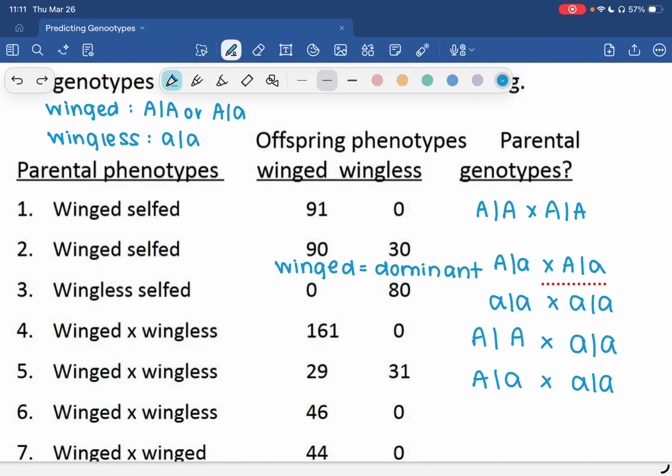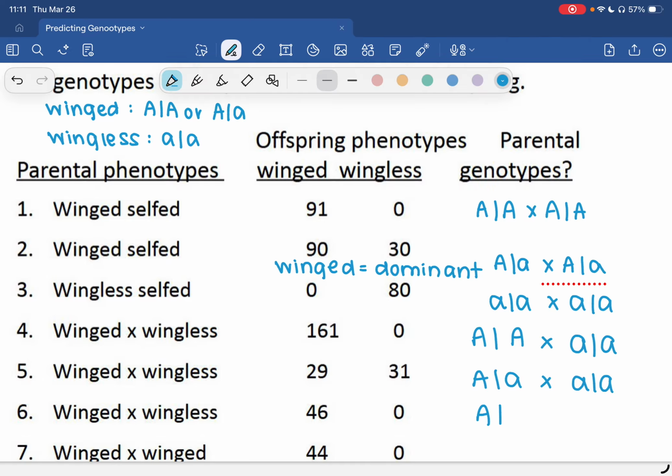Okay, and then number 6 is the exact same as number 4, with all winged individuals and no wingless. The number does not matter. It does not matter if you have 1,000,000 winged and 0 wingless. The proportion doesn't really matter, just as long as it is a 1 to 0. So again, 161 to 46, you could have had 200 to 0, it doesn't matter. It is the exact same.